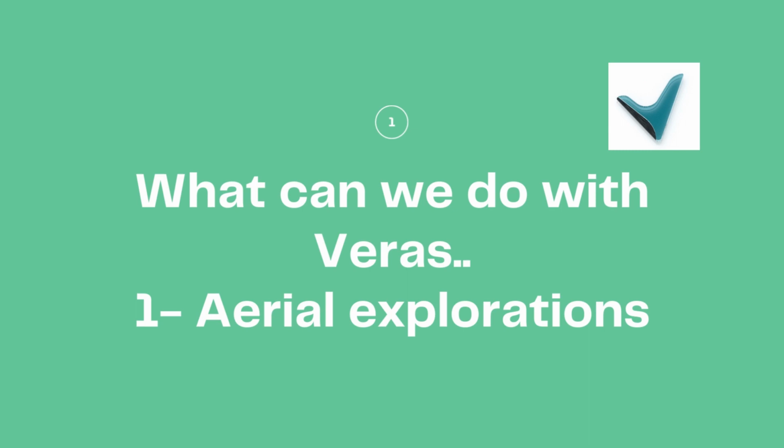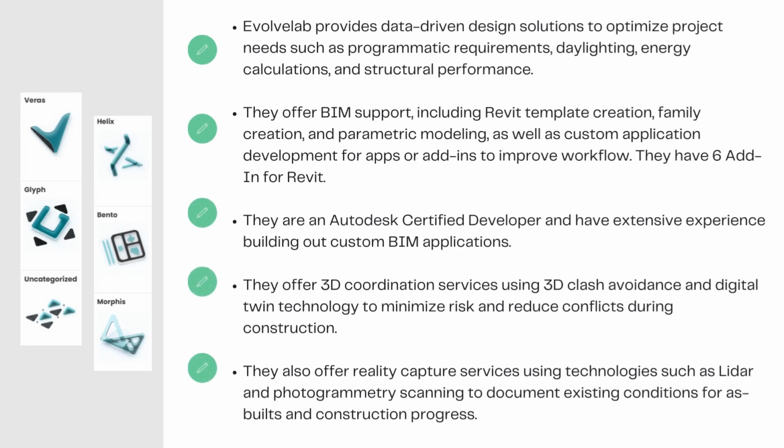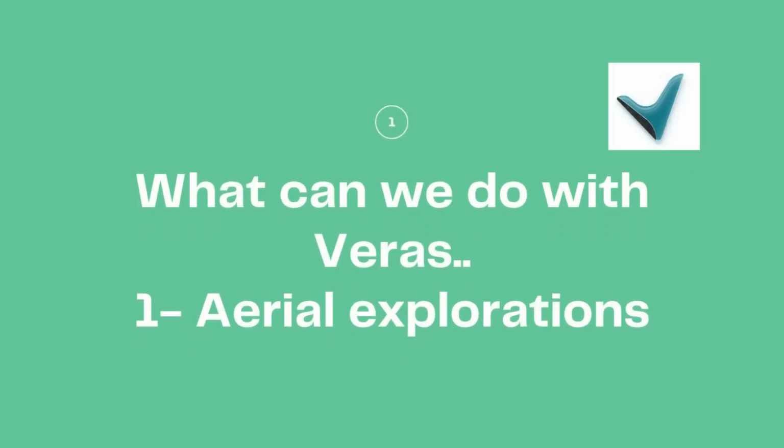So what can we do with Veras? First of all, the icons that I have on the left of this presentation: Veras is number one, and then you have Clip, Helix, Bento, and Morphe. All these are apps and add-ins that you can add inside your Revit. But let's go to the thing that we are interested in. This is the logo for Veras.